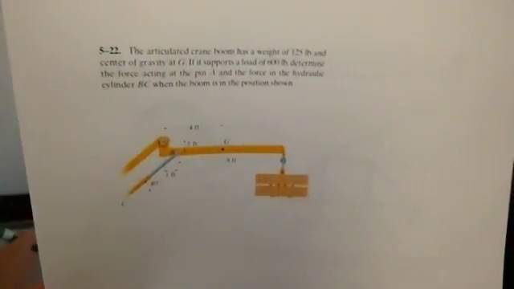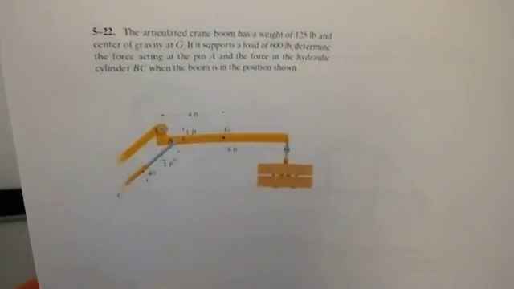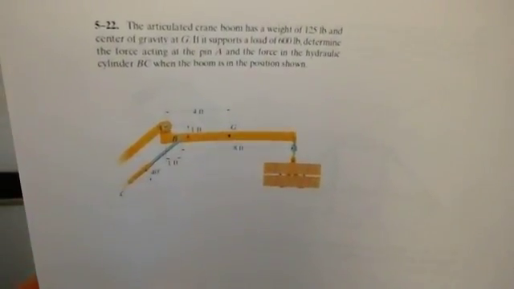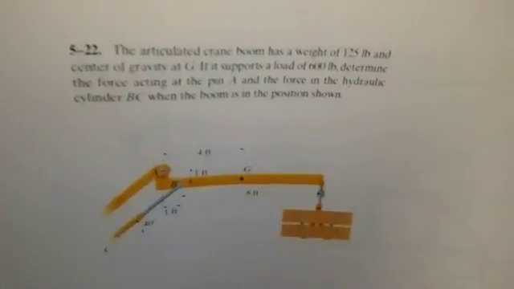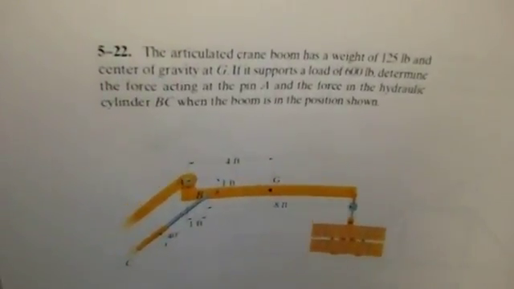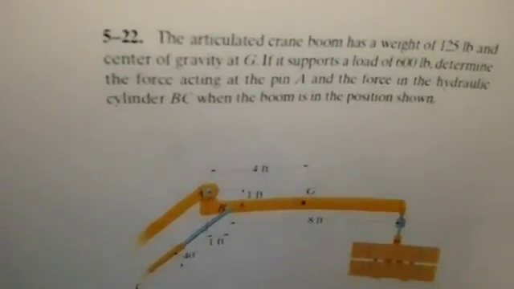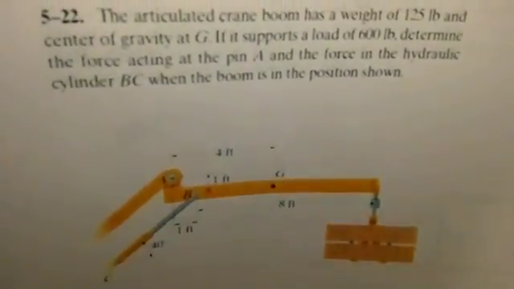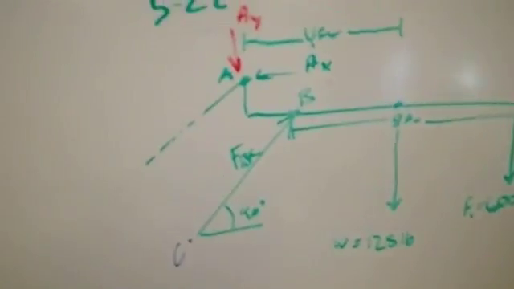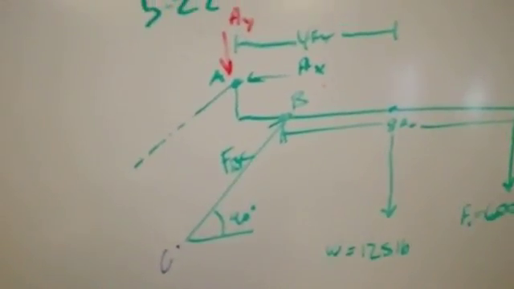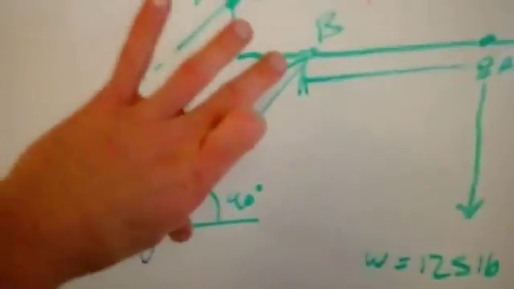The pin A and the force on the hydraulic cylinder BC. The train has a weight of 25 pounds. So do we have a moment at A? Determine the force acting at the pin A and the force on the hydraulic cylinder BC. No, pins don't have moments, right? Oh, that's right. So you just have an AX and an AY and an FBC. You have 3 unknowns, right? You know the direction of force B because it's a hydraulic cylinder. It's a 2-force member, right? Yep. So it's going in that direction.